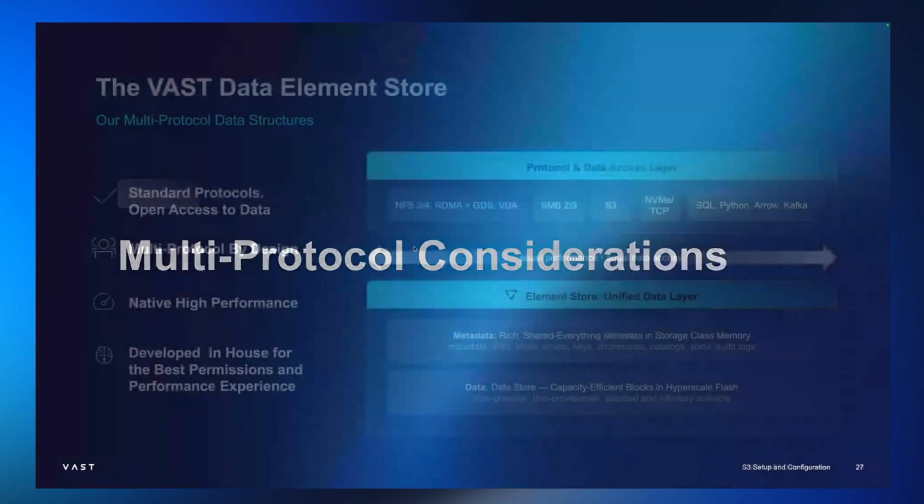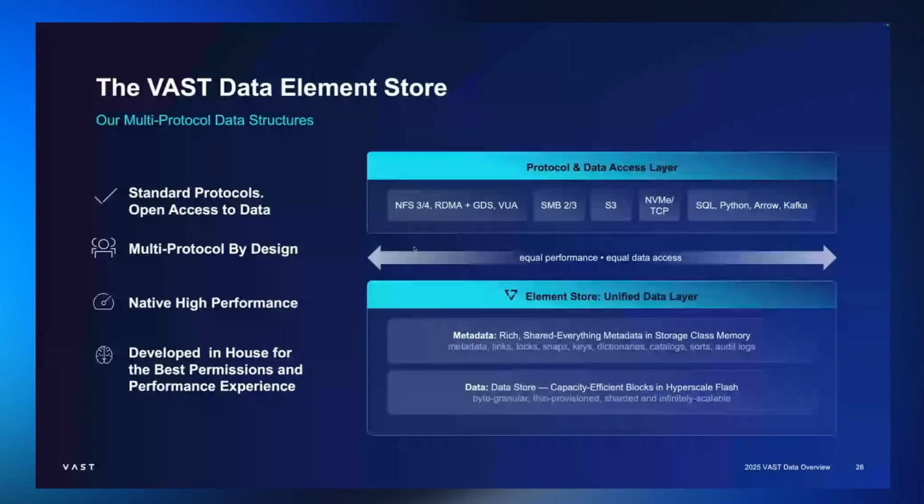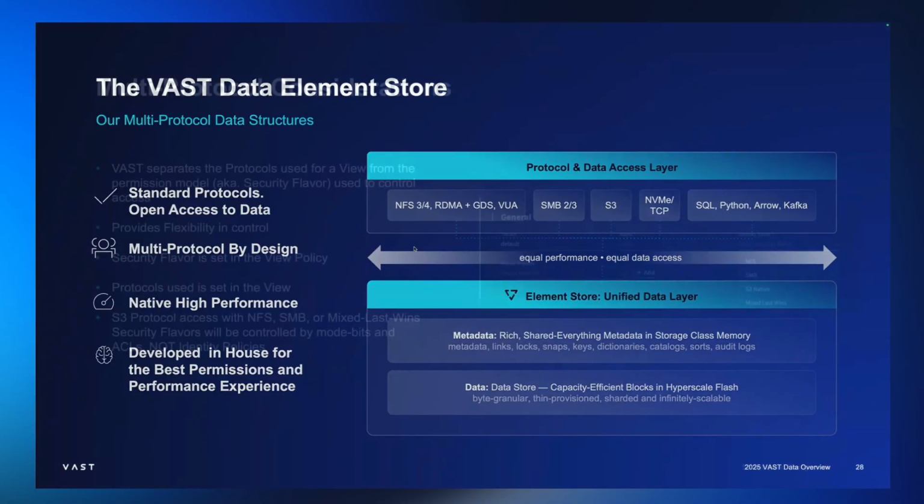So as I mentioned, VAST is multi-protocol. We are designed to be multi-protocol from the get-go. The data is stored in a protocol independent format, and we define via the security flavors how we want to control those protocols, or how we want to control that access. And that allows us some pretty interesting flexibility, which gives us some options here.